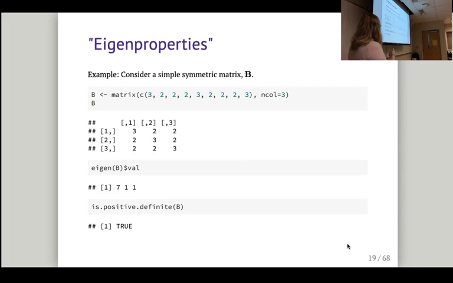So let's consider a simple symmetric matrix B. Here's one that has 3 on the diagonals, 2 on the off diagonals. Very boring matrix. Eigenvalues are 7, 1, and 1, so these eigenvalues are not necessarily distinct. This matrix is positive definite.